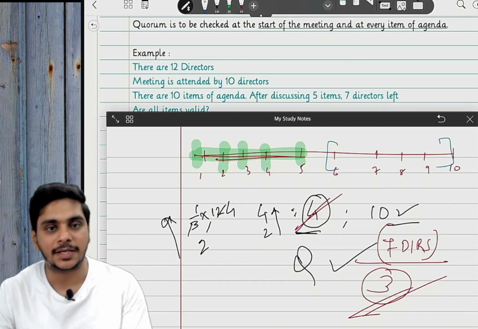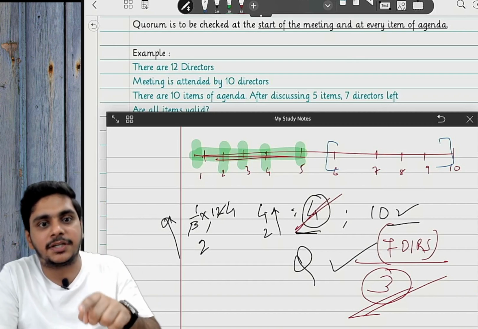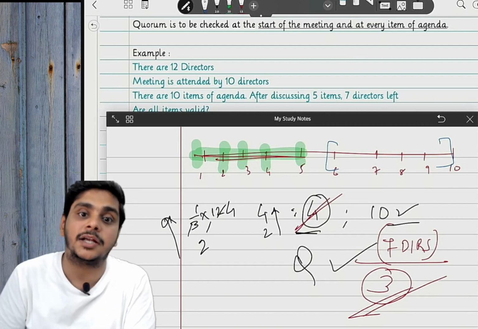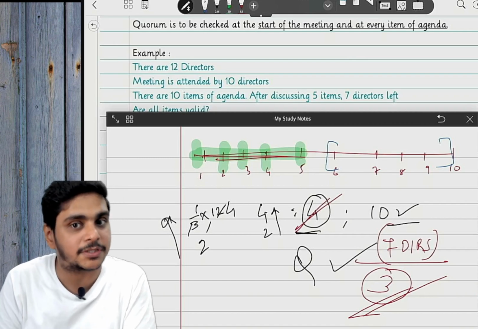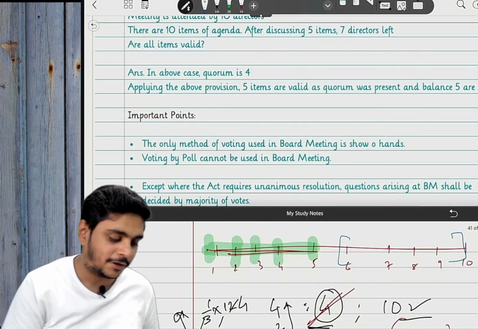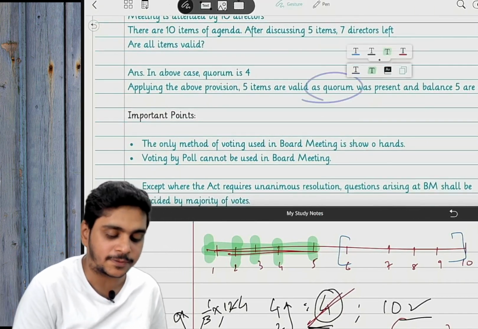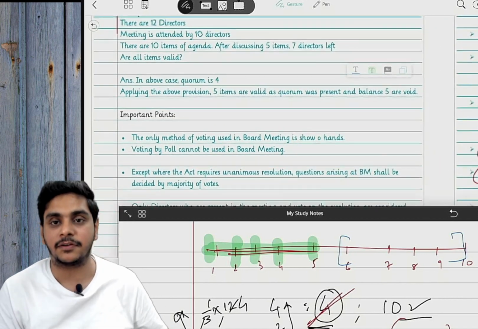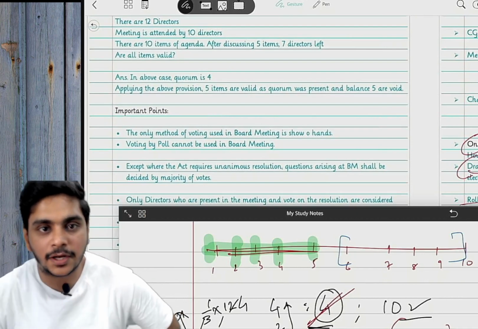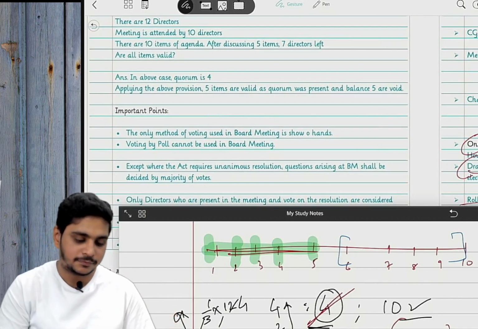See, quorum has to be checked at the start of the meeting and at every item of agenda. So practically also, when we are discussing every item, we check the quorum again. In items 1, 2, 3, 4, 5, quorum was achieved, but in 6 to 10, quorum was not achieved. So you will say, applying the above provision, 5 items are valid as quorum was present and the balance 5 are void. So understand, quorum has to be checked at the start of the meeting and at every item of agenda. Clear?